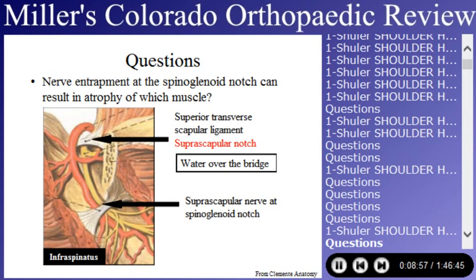Don't forget the notch up above is the suprascapular notch where water runs over the bridge. The artery is actually over the superior transverse scapular ligament. The nerve is underneath that ligament. Spinoglenoid notch is further distal. That's why it only affects the infraspinatus. If you have nerve entrapment at the suprascapular notch, you will affect both the supraspinatus and infraspinatus.